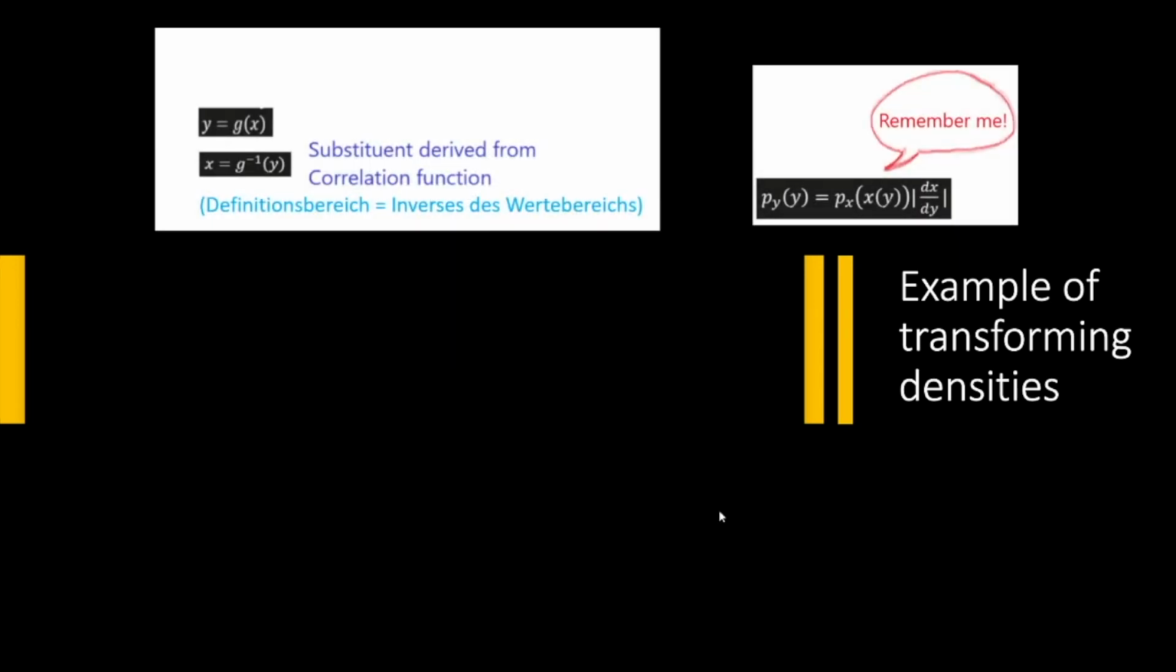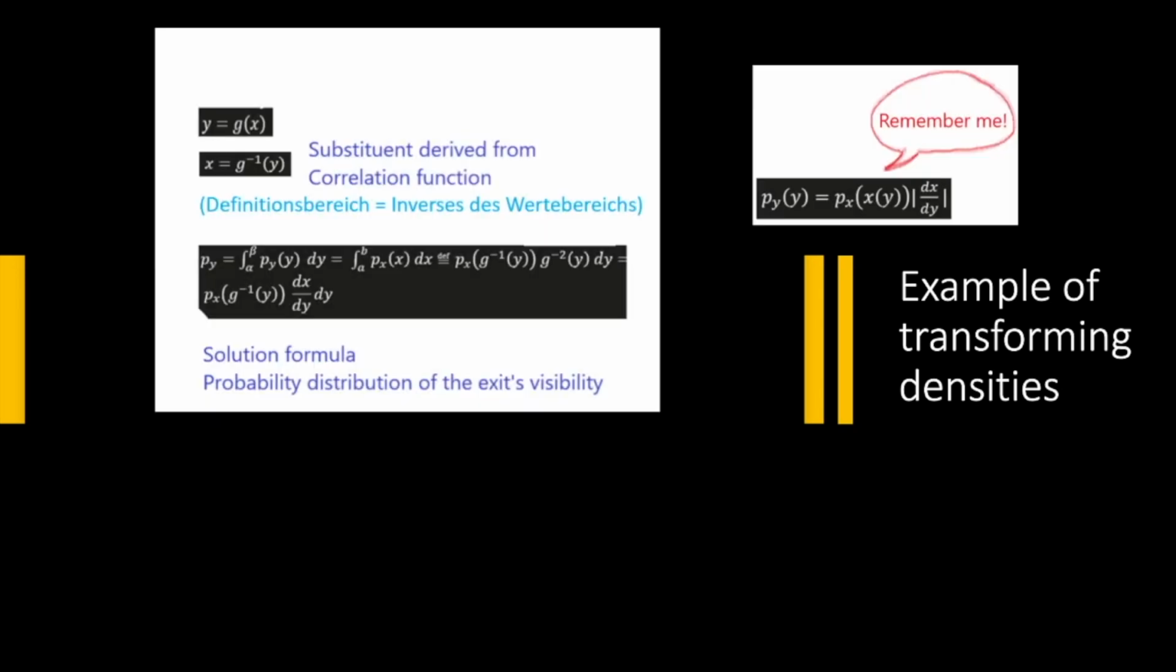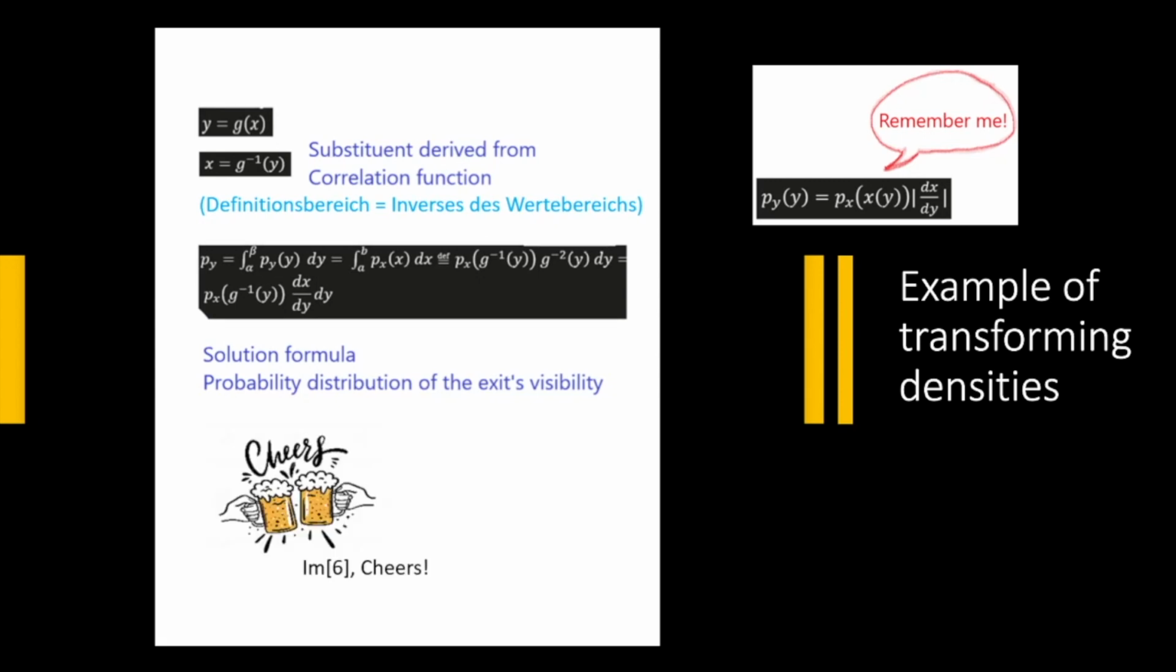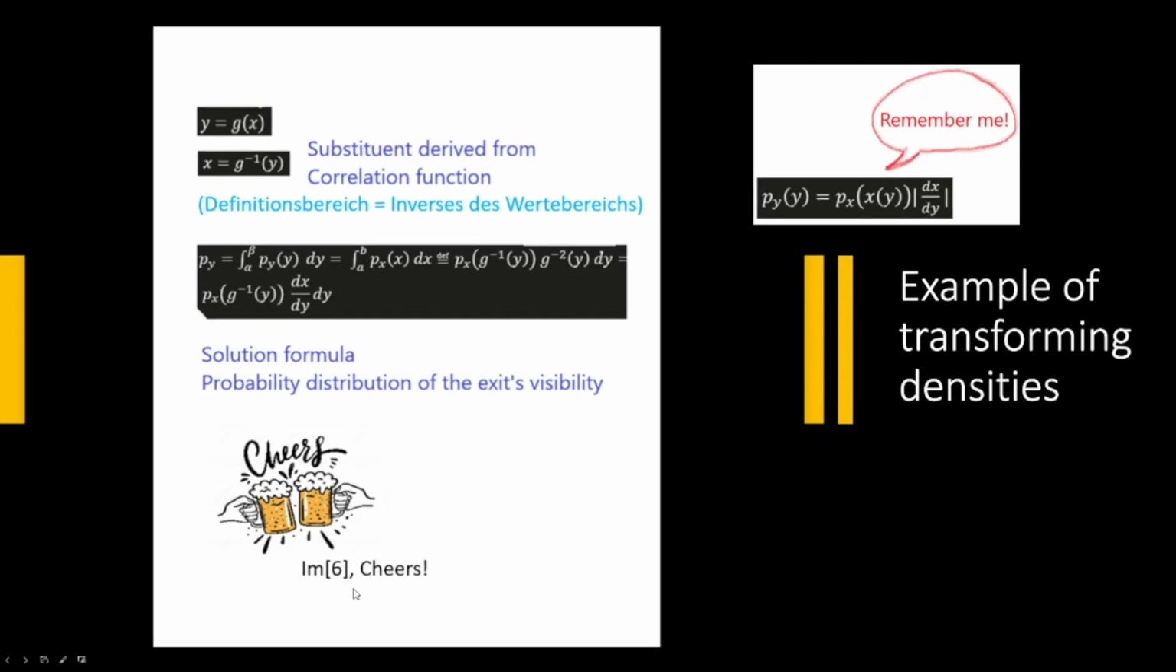From y equals g of x, we derive the desired substituent x equals g to the power of -1 of y. So if you did everything right, this is the solution formula, and you probably did it right because you're amazing!